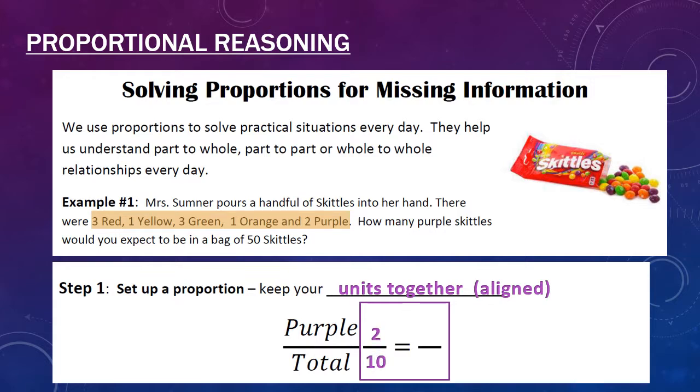And I already added them all up. There were 10 total. Now, in the second sentence, how many are in the whole bag? They told me there were 50 total in the whole bag. So since that's total, it goes on the bottom. Do I know how many are purple? No, that's what they want me to find out. Since I don't know, I'm going to put a variable there. Now, since I know that the cross products of my proportions are equal, here's what I can do.